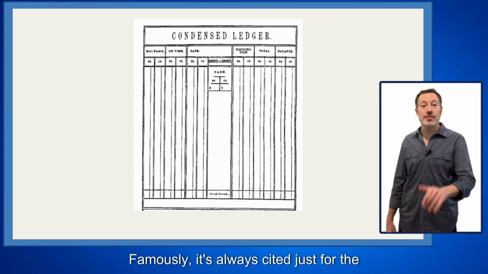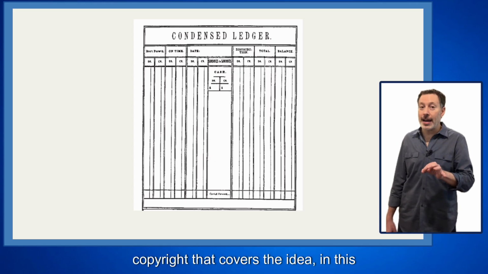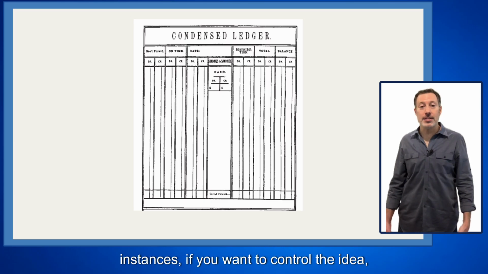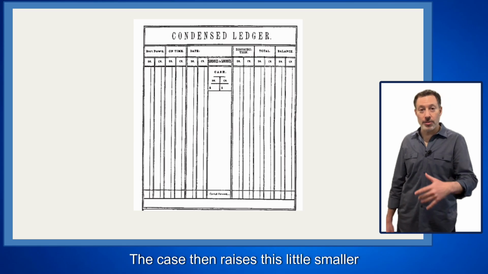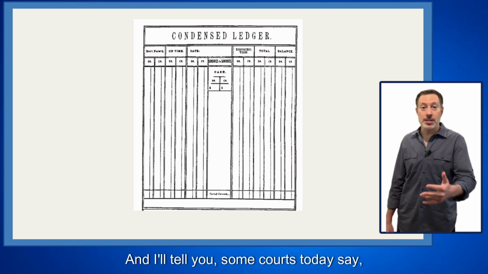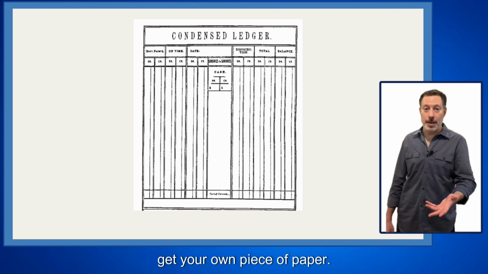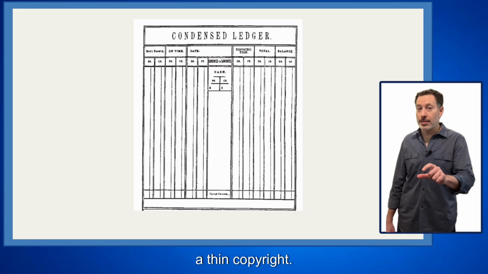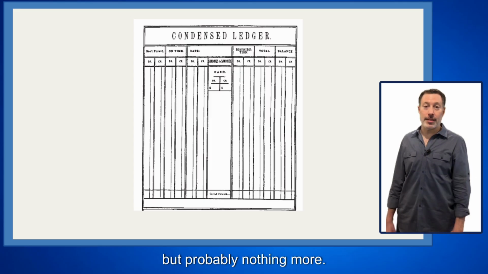Famously, it's always cited just for the high-level point: that you cannot get a copyright that covers the idea, in this case the method. And the case kind of teaches us in those instances, if you want to control the idea, go to the patent system. The case then raises this little smaller question about the form. And I'll tell you, some courts today say, don't copy the form, get your own piece of paper. And the courts that do that, we say recognize a thin copyright. Thin, just pointing out we're stopping literal photocopying, but probably nothing more.